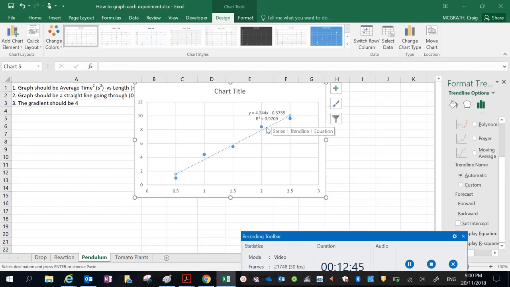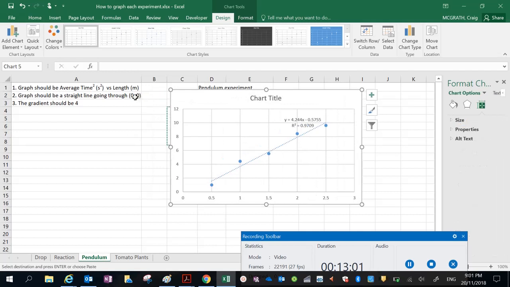97%, pretty close. We want to get 98%. So you could talk about why it's not quite straight enough for what we want. So maybe that point's to blame and that one, although they're all quite random actually. Probably can't blame any particular point. Next, it's supposed to go through 0, 0.